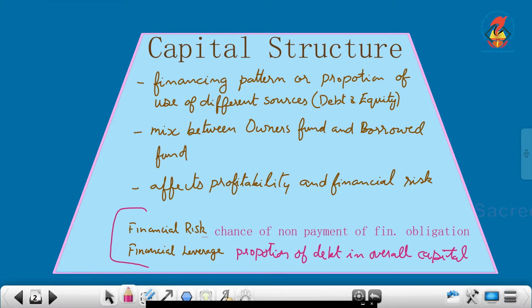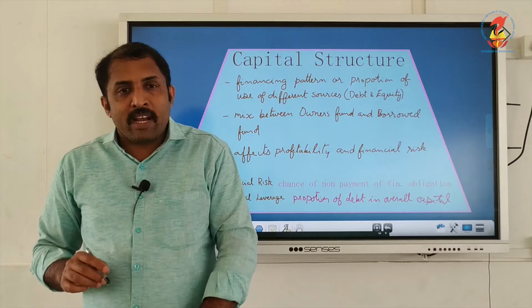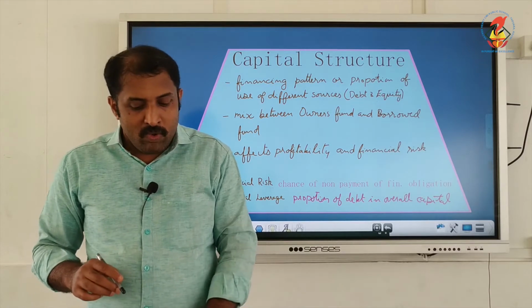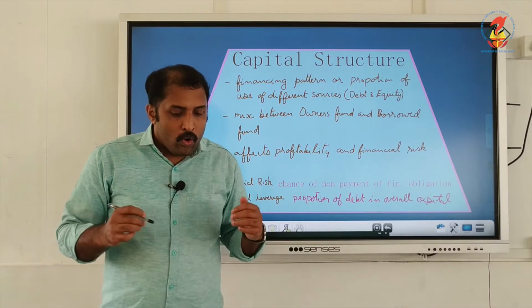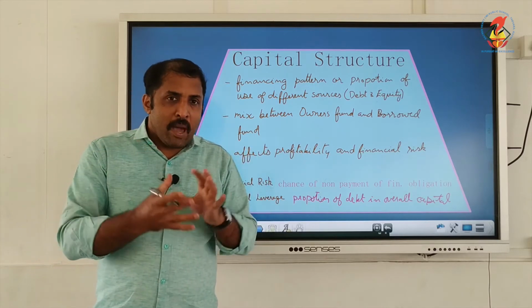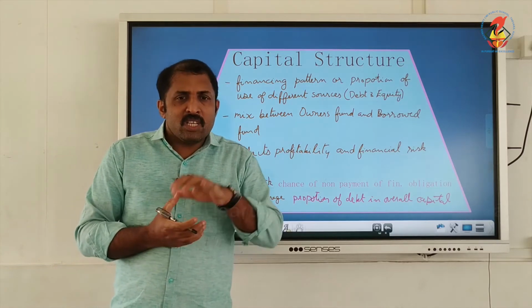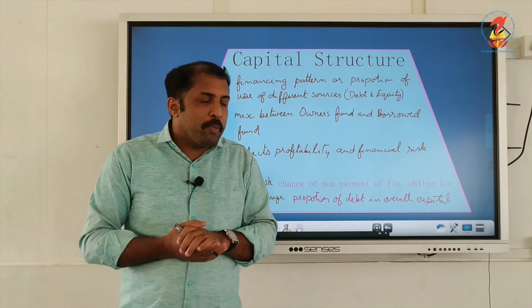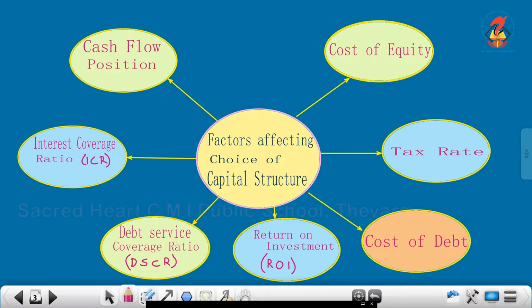Okay. Now, what are the factors which we have to consider when we are forming a capital structure? There are certain factors which we have to keep in mind when we are making a capital structure, when we are combining debt and equity. The first factor is the cash flow position.